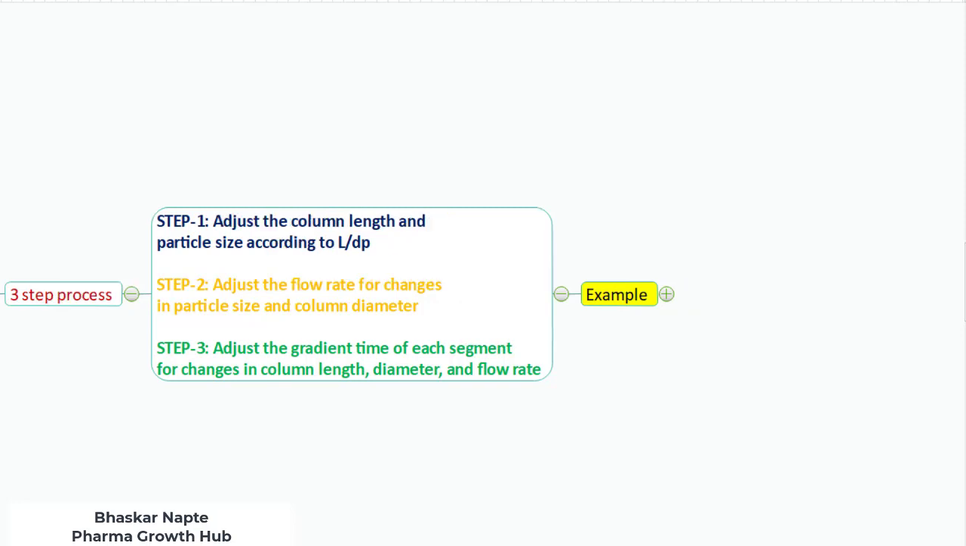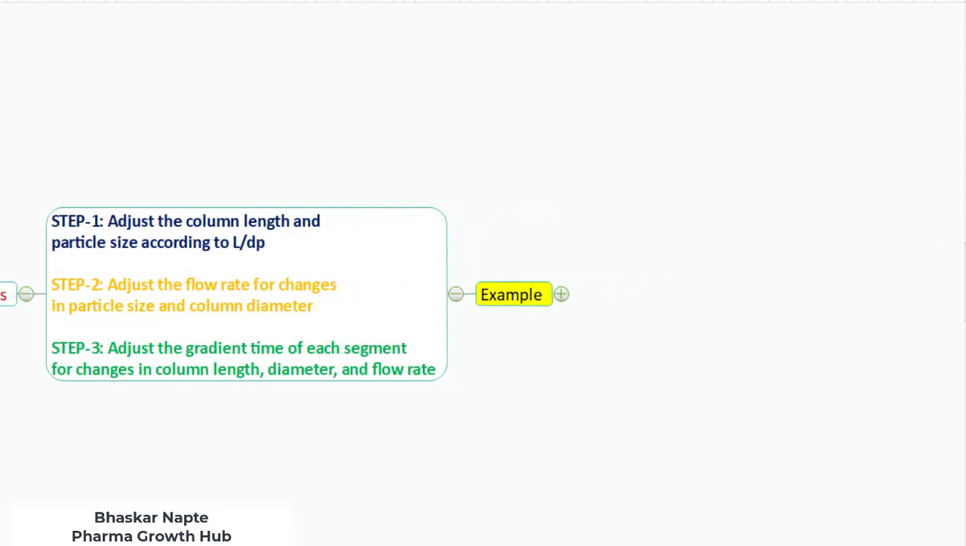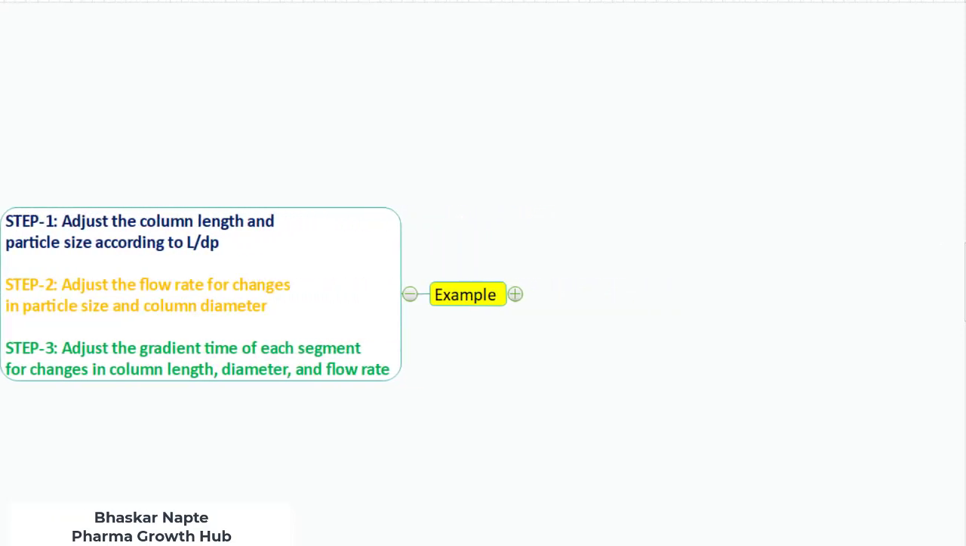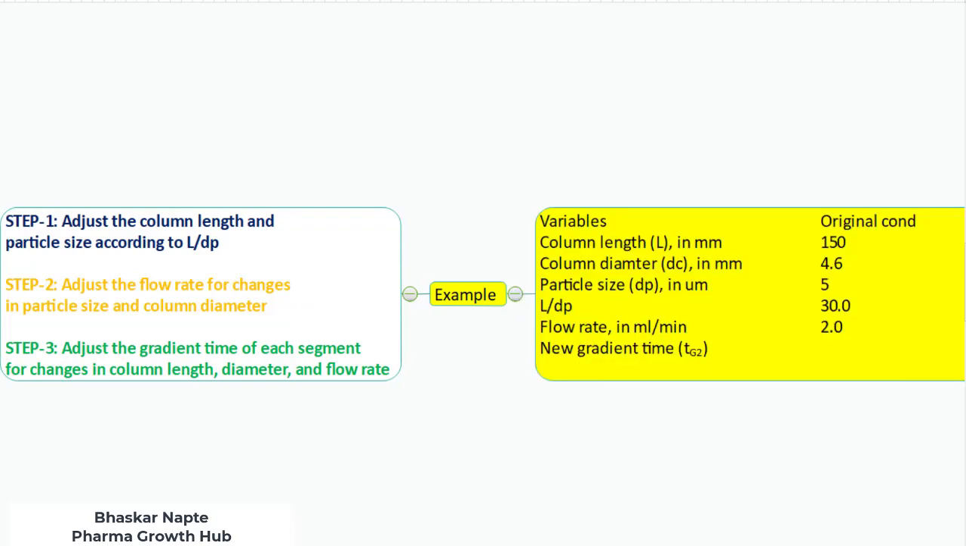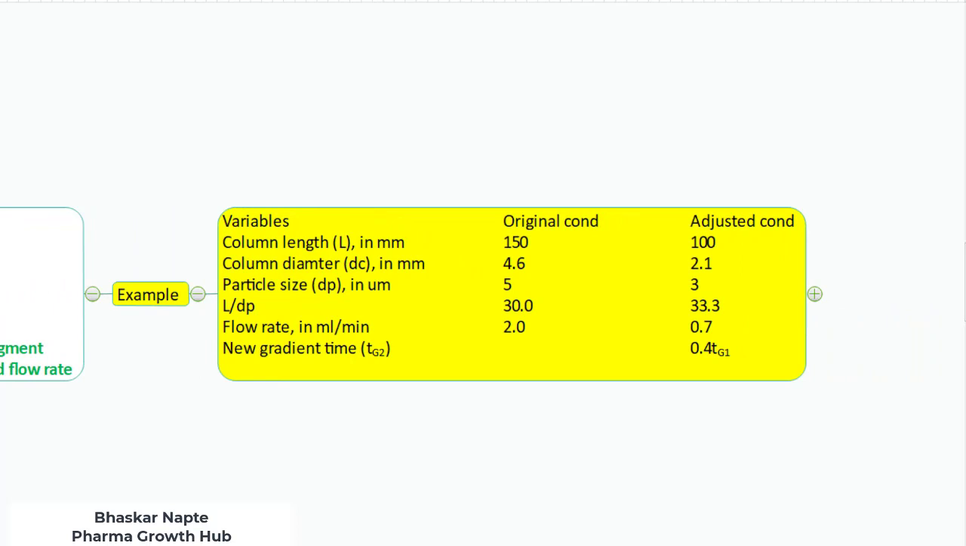Let us understand all these stages with the help of an example. Now this is the example: the original condition and the adjusted condition. What we thought of changing is the adjusted condition, and the original condition is the condition given in a monograph.